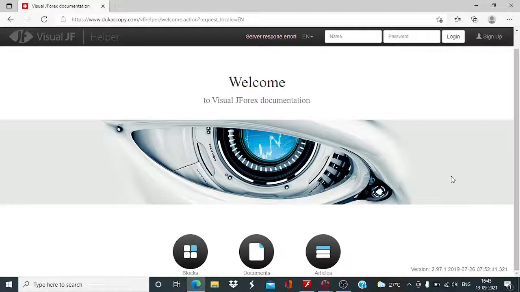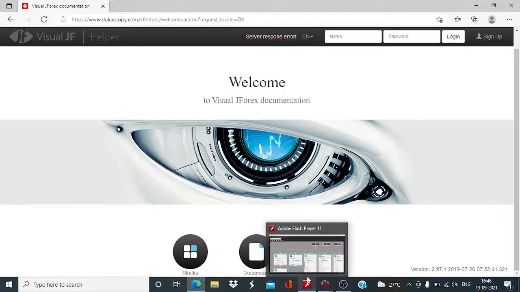Myself, Vaibhav. In today's session of Visual JForex, we'll be continuing with the algorithm development using the indicator Midprice. This is the second part of this ongoing series involving this indicator. And in today's session, we will be looking to build the buy side of the algorithm. We will see how we can design and develop the system for execution of the buy trade using this indicator.